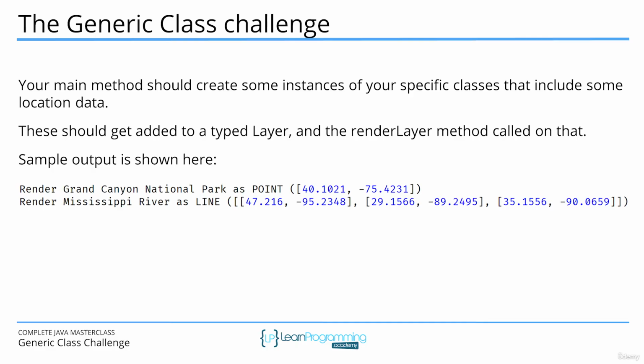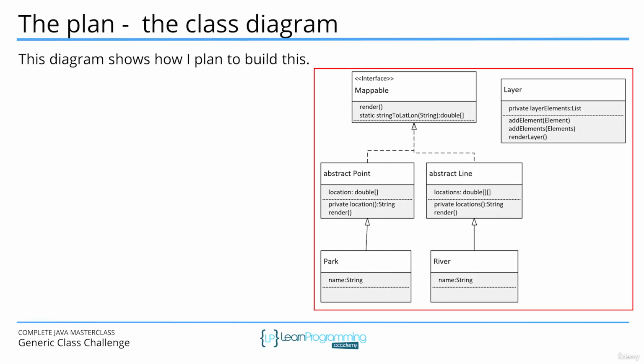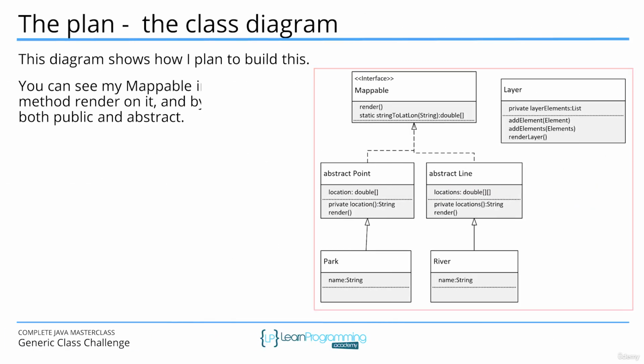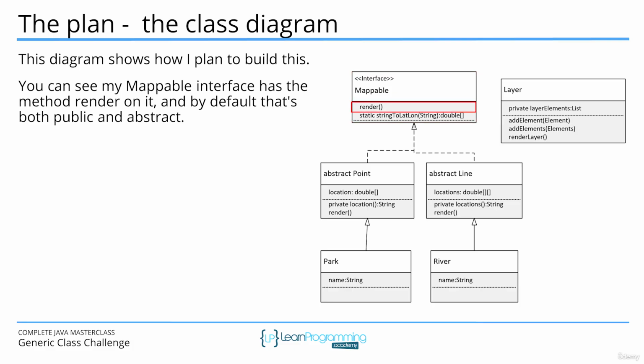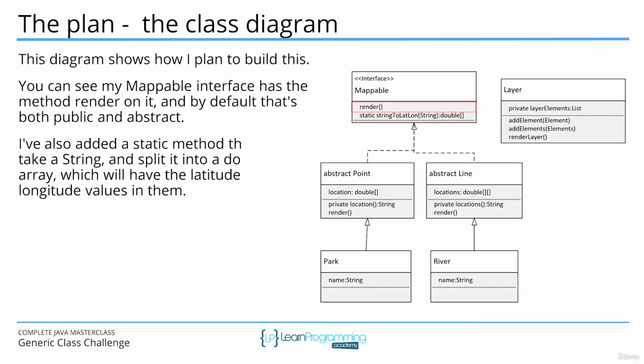I'll start with a class diagram, if you want to take a sneak peek at that first to give you a bit of a head start. Welcome back. This diagram shows how I plan to build this. You can see my mappable interface has the method render on it, and by default that's both public and abstract. I've also added a static method that will take a string and split it into a double array, which will have the latitude and longitude values in them.